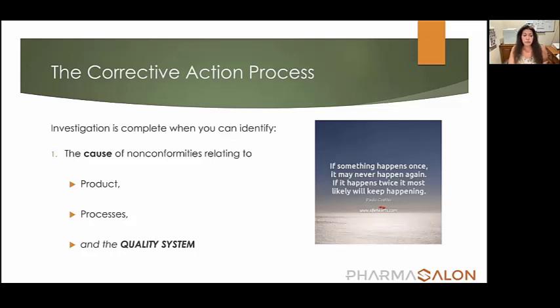So if you can sit back and give this to someone for review, and they can read through your investigation and know exactly what happened, when it happened, why it happened, and how it's not going to happen again, that's great. Then that is proving an effective quality system.